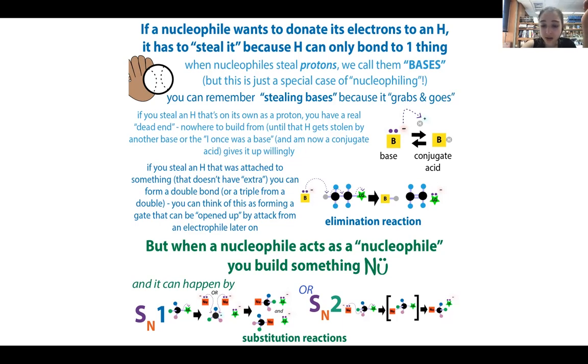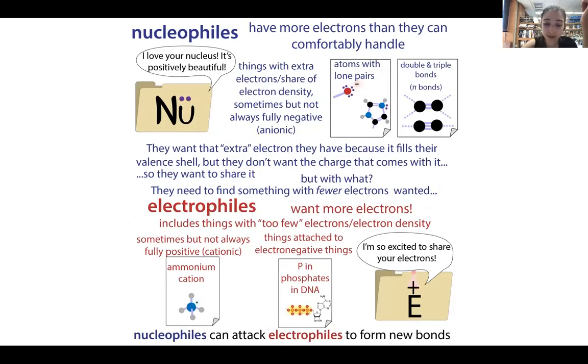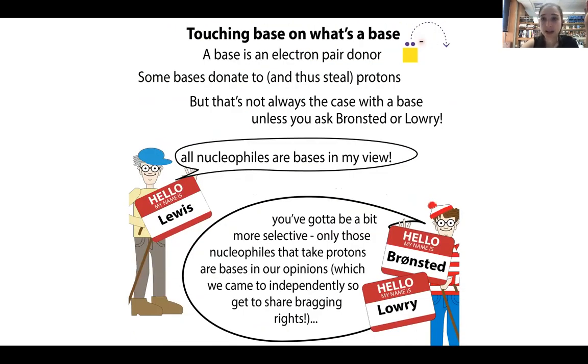And that is why you have these two definitions of an acid and a base. I hope that helps explain some things.